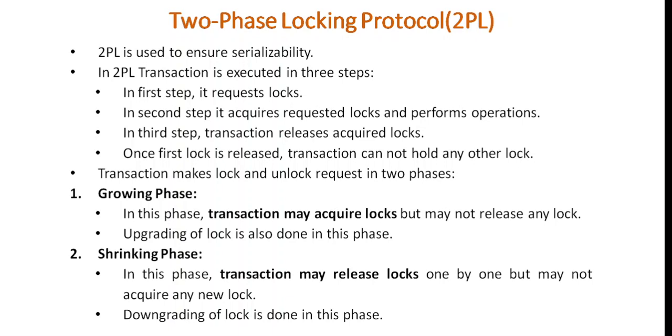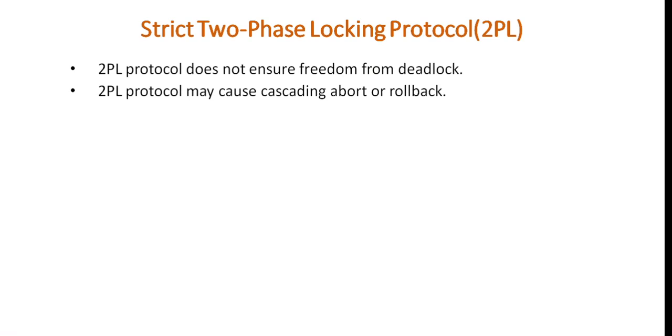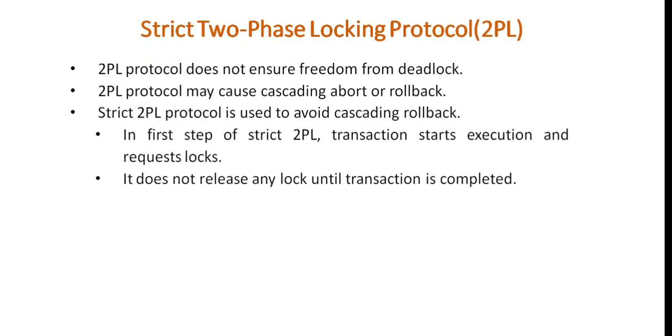Using the two-phase locking protocol, we cannot avoid a deadlock situation. Now we have another type of locking protocol, that is the strict two-phase locking protocol. As we studied, the two-phase locking protocol does not ensure freedom from deadlock, and it may cause cascading abort or rollback operations. So to avoid these problems, we can use the strict two-phase locking protocol.